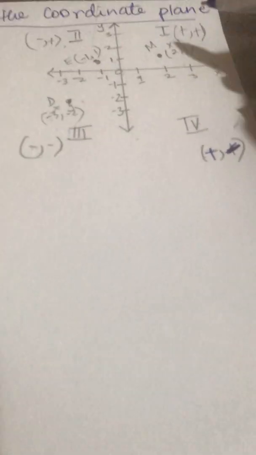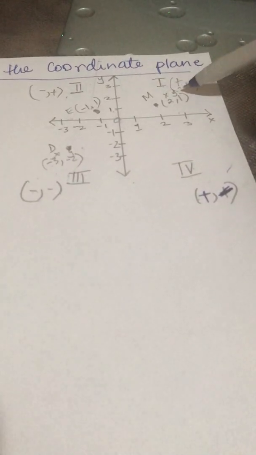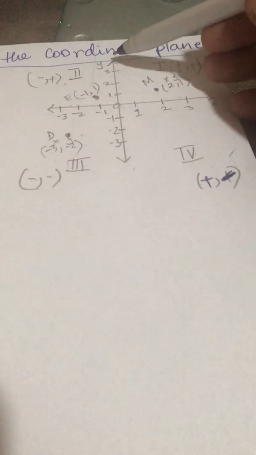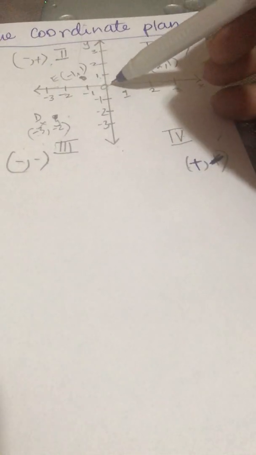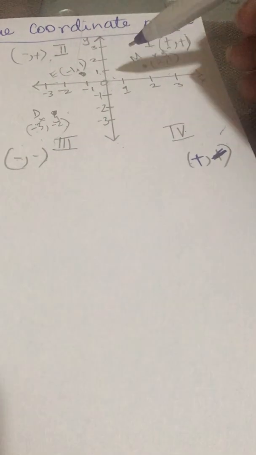You need to know points in this quadrant will be positive and negative. This is negative. You need to know that this will be positive and positive because positive on x, positive on y. And this will be negative, positive because negative on x, positive on y.